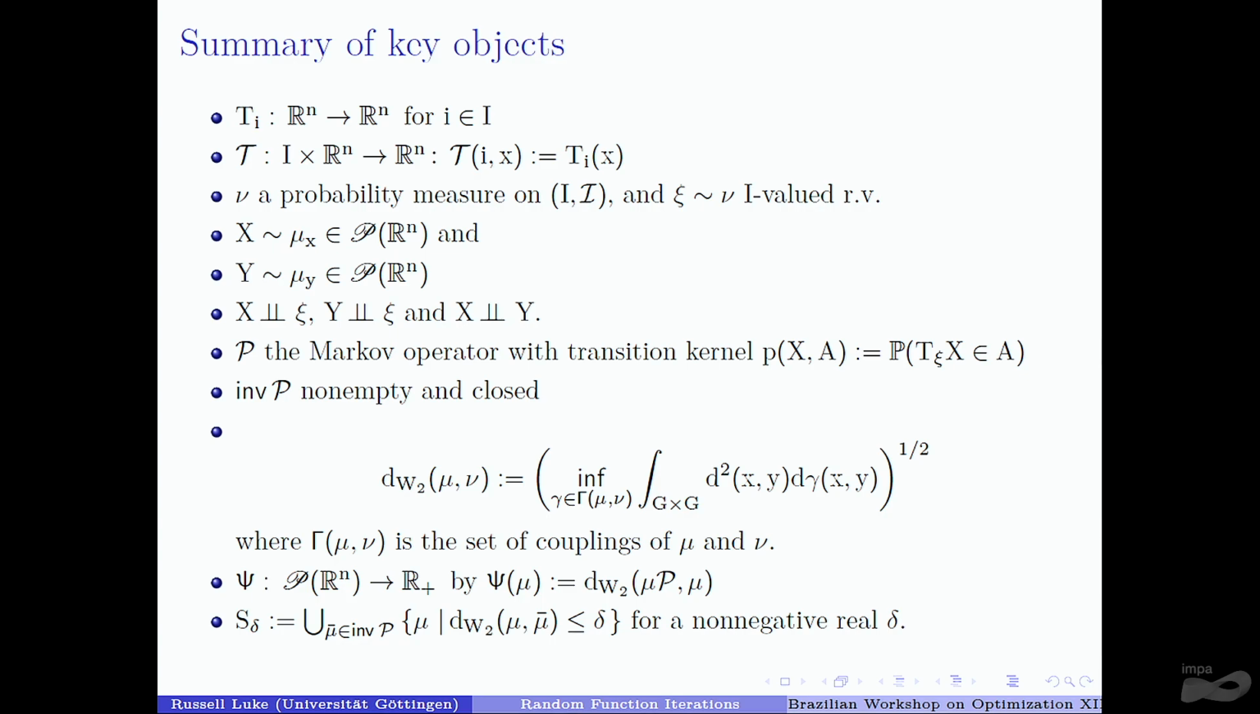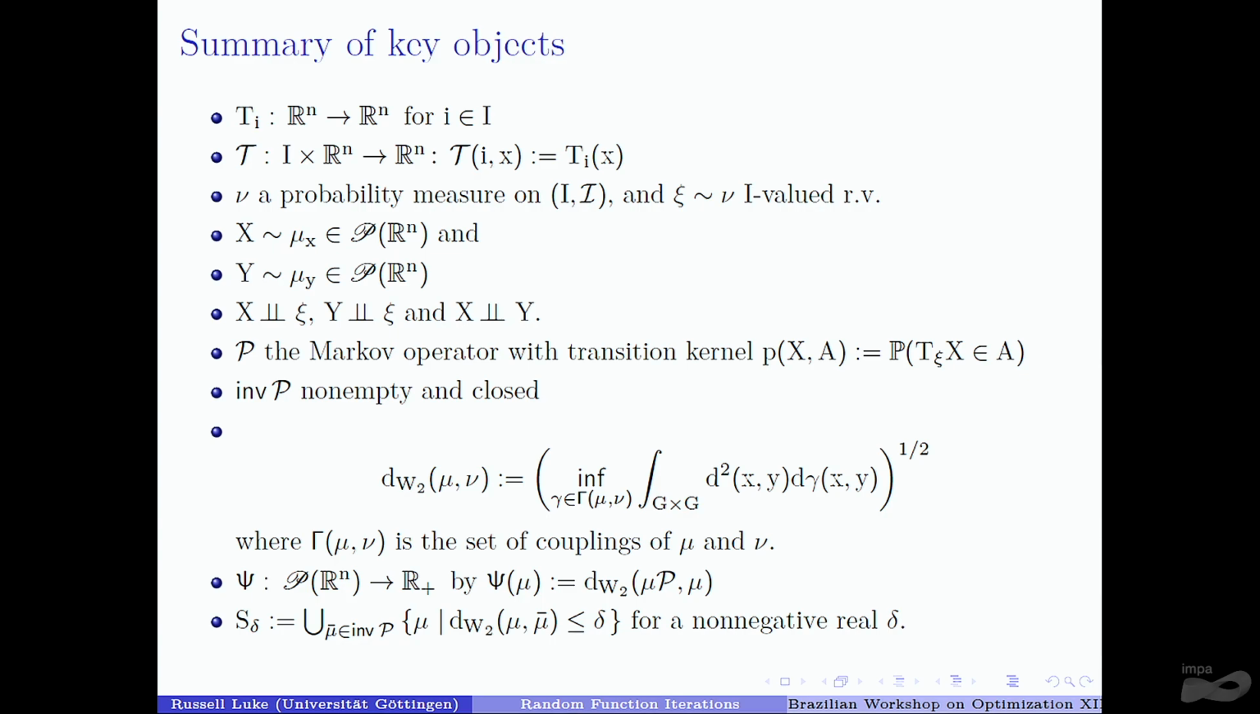And so I'll have the probability measure on my index set. And the xi is always an i-valued random variable. My x's, and if I need another random variable, it'll be y. These will all be random variables with a probability distribution, given some specific probability distribution in the set of all probability distributions on R^n. And all of my random variables are independent of each other. So the x's are independent of y, and they're all independent of this guy.